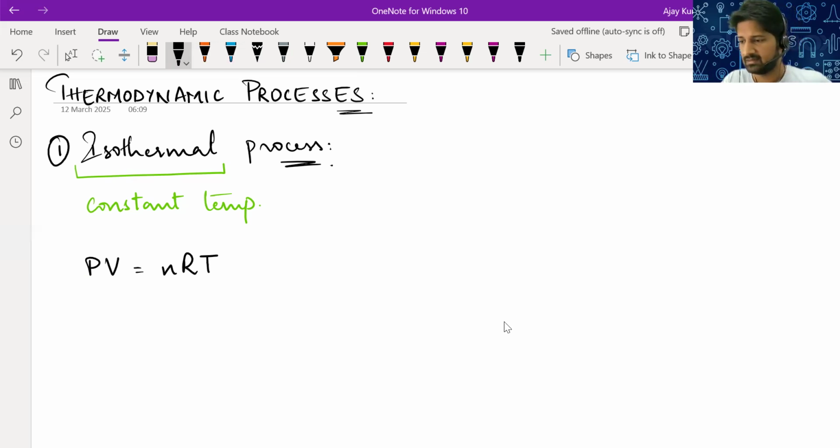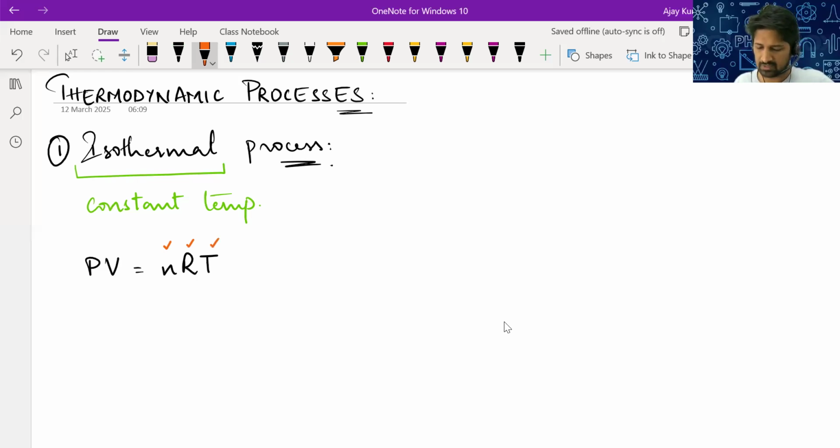Now, as I said, we won't assume the number of moles of the gas to be changing. We'll take a fixed amount of gas and make it undergo a process. So n remains constant. R is anyway constant. It's a universal constant, approximately 8.314 joule per mole per Kelvin. Now, in an isothermal process, temperature is also kept constant.